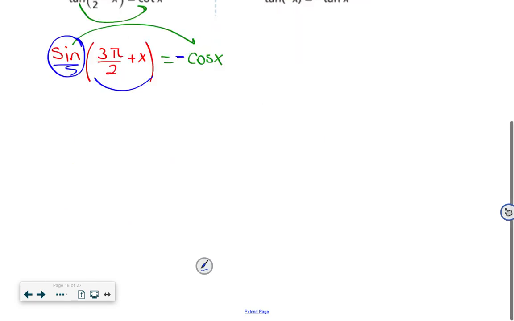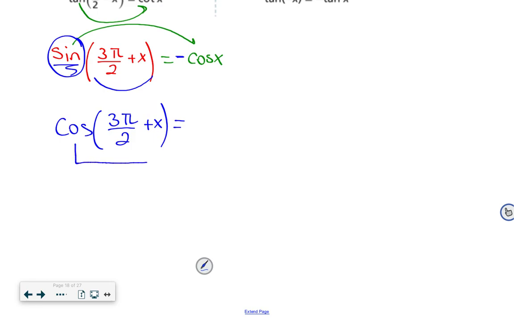Another example. Cosine of 3 pi over 2 plus x. Because you are adding any measure of angle to 3 pi over 2, the cosine function is going to change its name, which is going to become sine x. But how am I going to determine its sign? Now, ladies and gentlemen, check this angle. This angle is located in which quadrant? In the fourth quadrant. In the fourth quadrant, what is the sign of cosine function? Which is positive. That's the reason cosine of 3 pi over 2 plus x is going to become positive sine x.